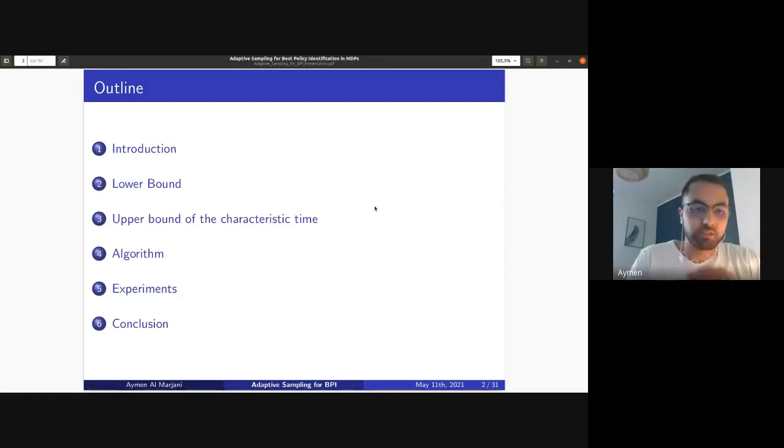So the presentation will be structured as follows. First, we will introduce the setting of our paper. Then we will talk about the lower bound for best policy identification. Then we will discuss why the lower bound is not tractable. And then we will present our surrogate upper bound of the characteristic time, which we will exploit to devise a matching algorithm. Then we will present some experiments before the conclusion.